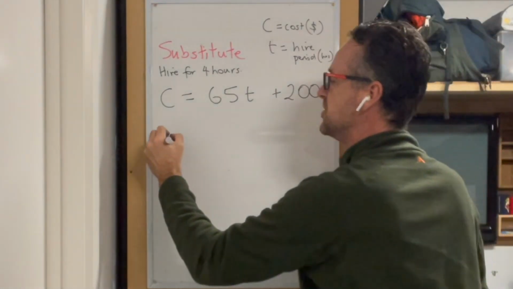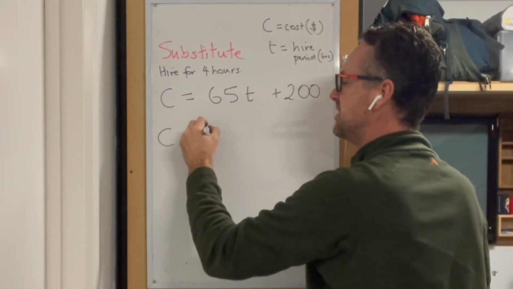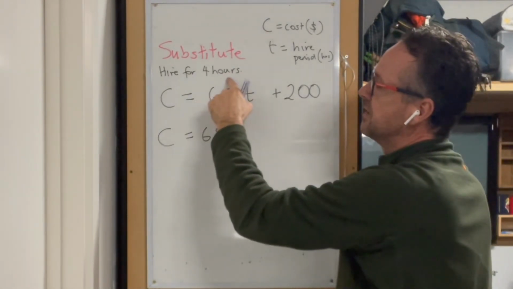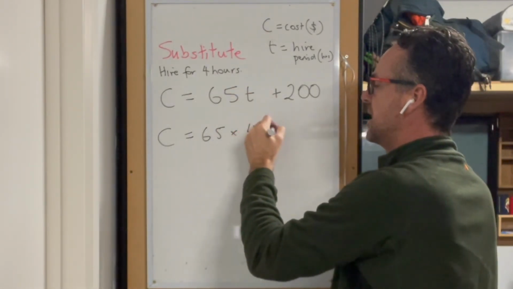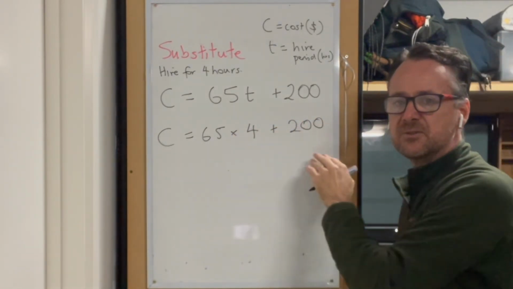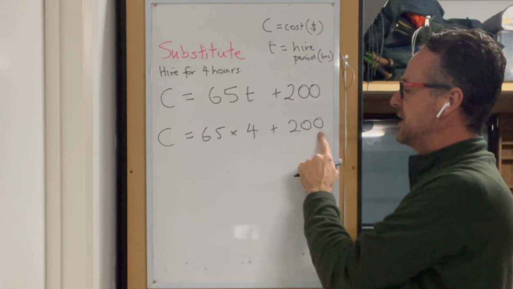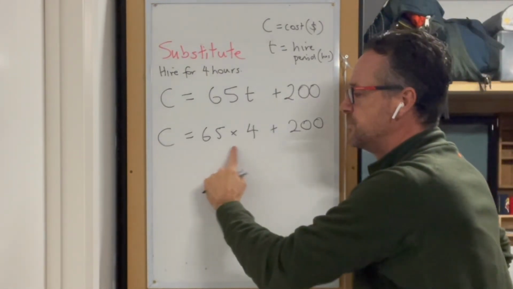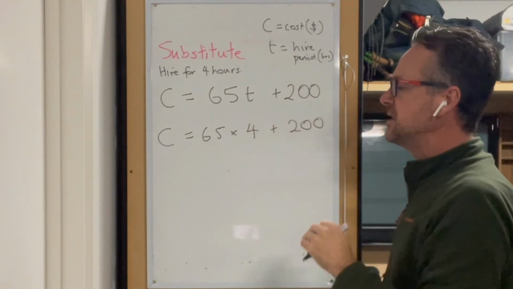So again, we can substitute in. So C equals 65 times T, now T is the number of hours. Now we're told that it was hired for 4 hours. And then 200 is the constant. So this is a really classic formula whereby there's normally some sort of standard fee, like a starting point, and then there's a per hour fee. So it's a really common thing.